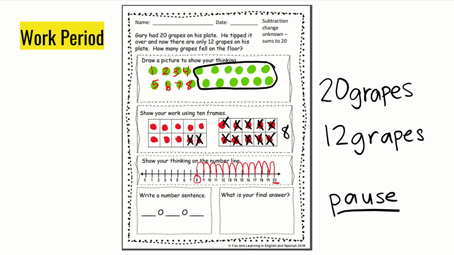So I can write my number sentence. I have 20 minus the 12 grapes that are still on his plate equals 8 grapes on the floor. And so when we write our sentence, we know that we can write that 8 grapes fell on the floor.